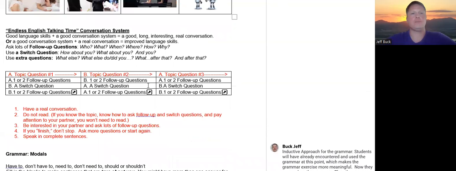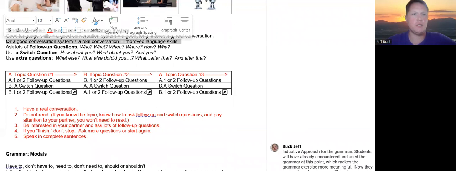So here is a condensed look at my system. So basically, good language skills and a good conversation system equals a good, long, interesting, real conversation, or a good conversation system plus a real conversation equals improved language skills.